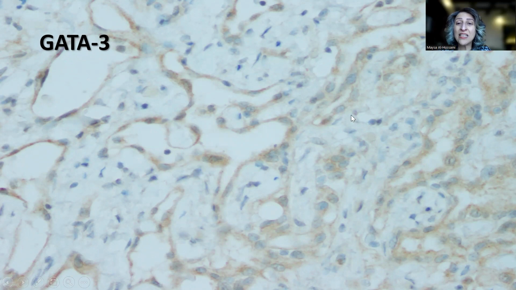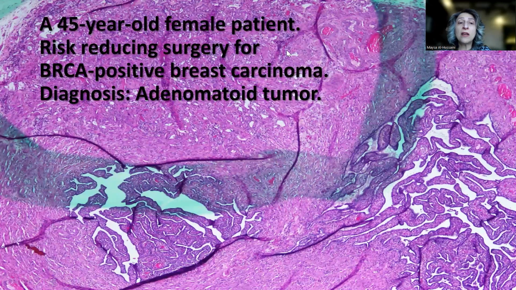This cytoplasmic staining is non-specific staining. It's the nuclear stain that should really be taken into consideration, and this is completely negative, ruling out the possibility of metastatic carcinoma. So the final diagnosis of this very interesting case is adenomatoid tumor.